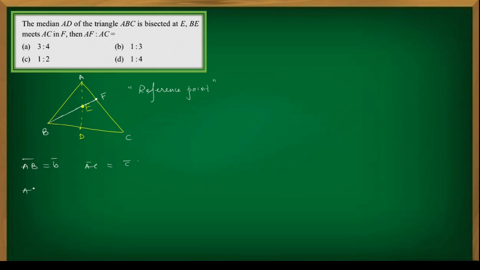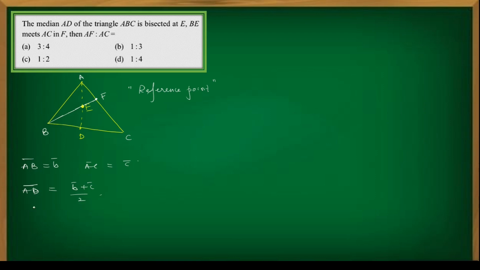And what will AD become now? AD means the position vector of D. You know, with reference point A here, like we write OA, OB, OC. AD is what? Midpoint of BC. So you can write B bar plus C bar by 2, midpoint. And you know D now.